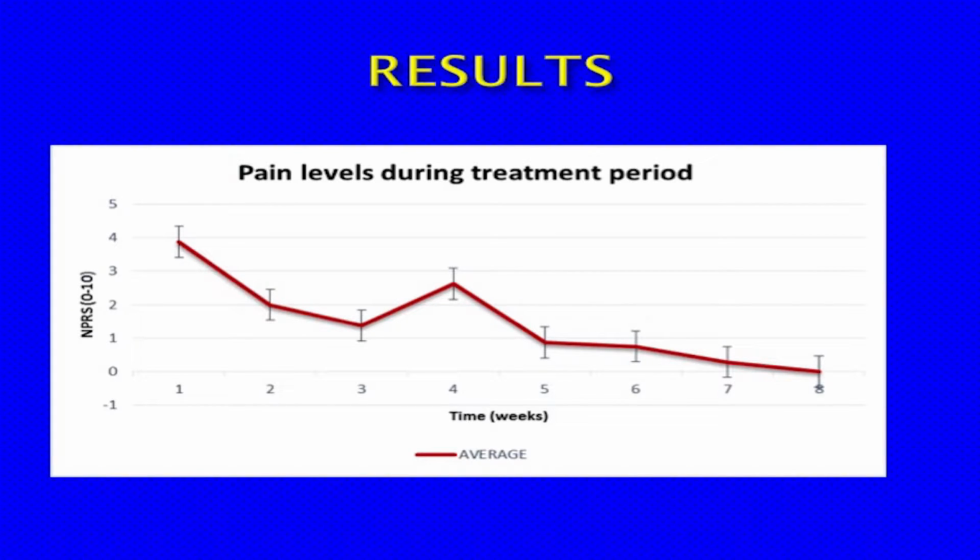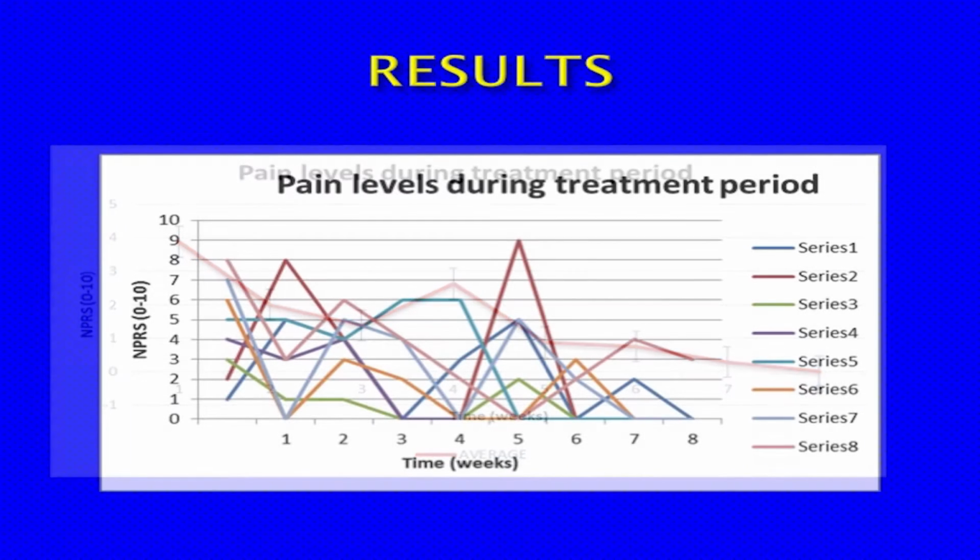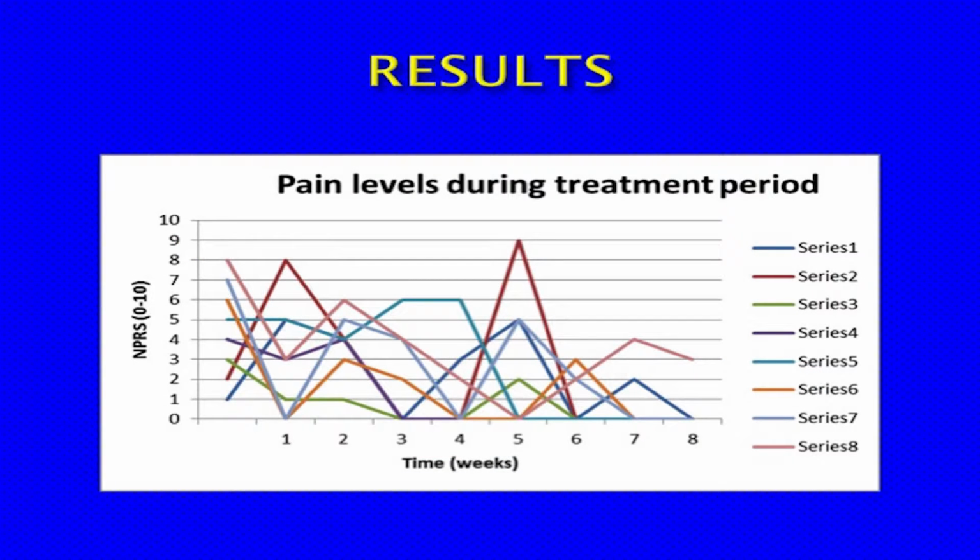So results, pain levels during the treatment period. There was a decreasing trend, but there was some variation throughout the treatment period. And if you see, that's the average. But if you look at the individuals, you can see why there's that spike at week 5, because there's an outlier from participant 2. But overall, the pain did decrease. 7 out of 8 of our participants were pain-free at the final motion analysis assessment. And the other one was the same, so nobody got worse.